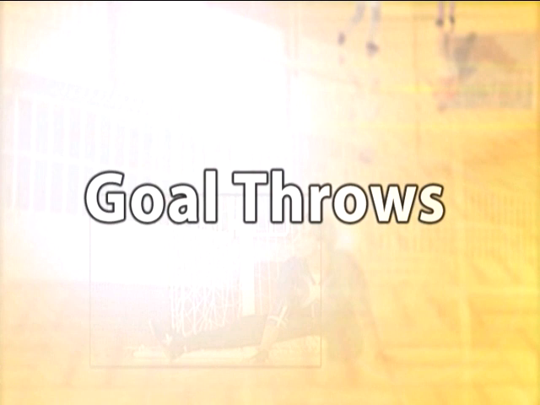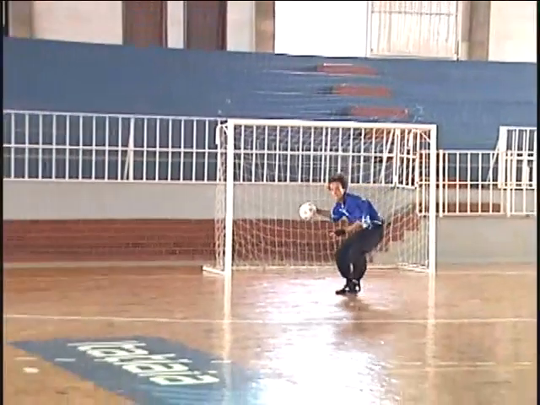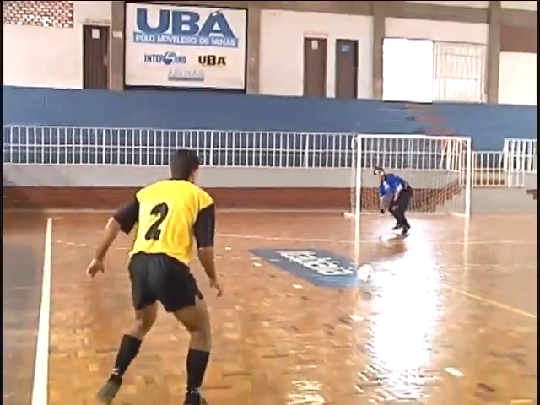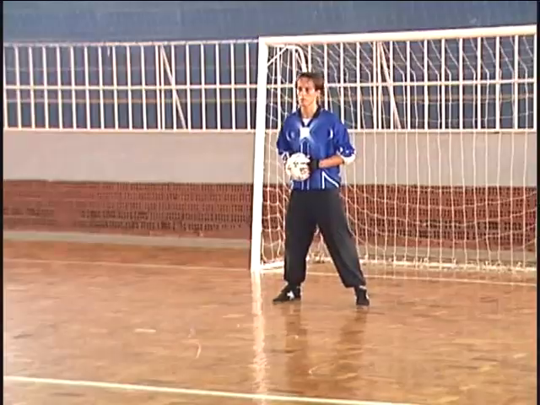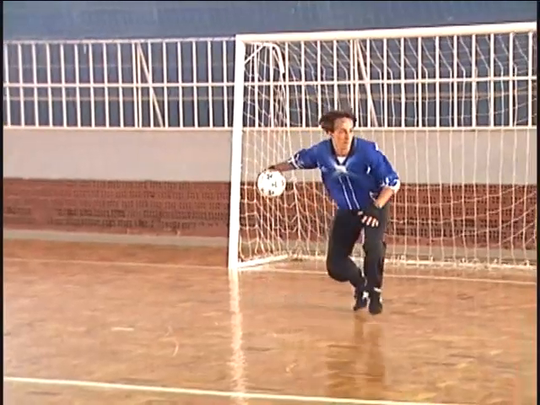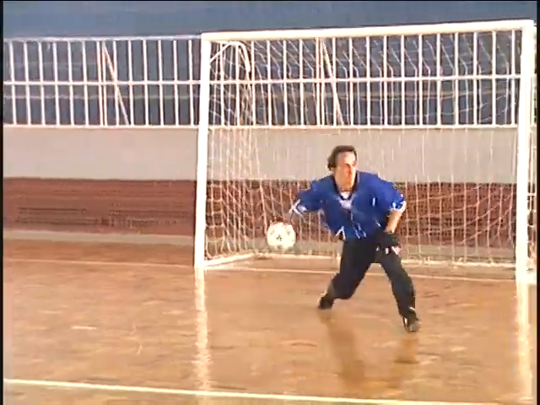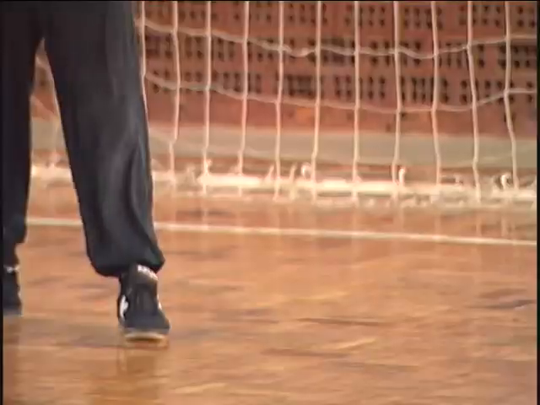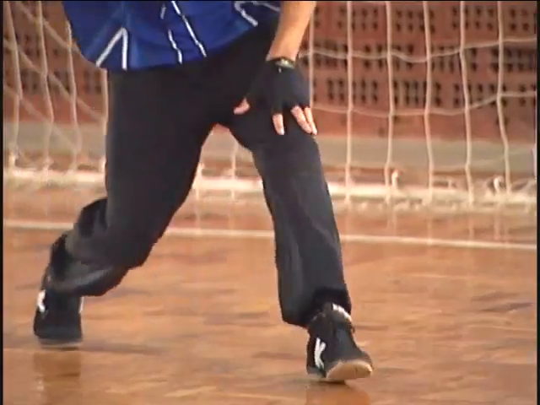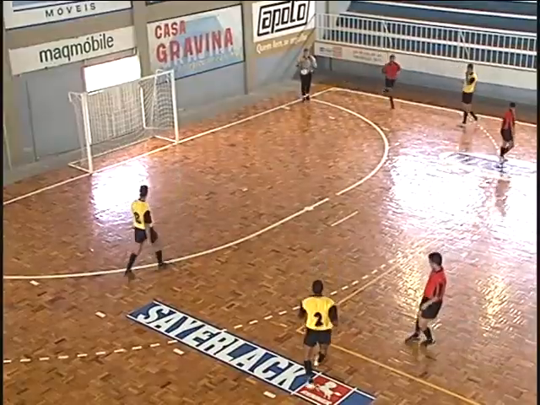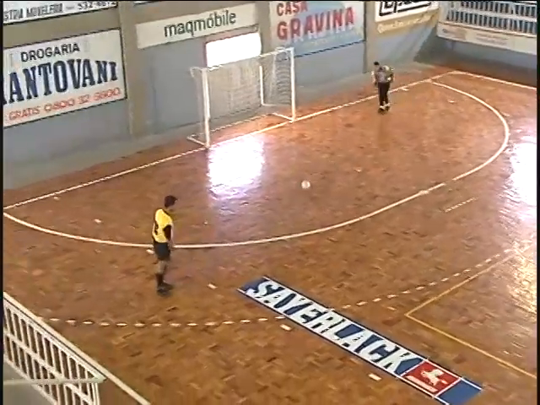Goal throws. This situation in futsal is unique and exclusive because only the goalkeeper can make the goal throw with his hands. To make the goal throw, certain aspects of the rules must be followed. To start with, when the goalkeeper has the ball in his hands after it has crossed the goal line, he has 4 seconds to put it into play.